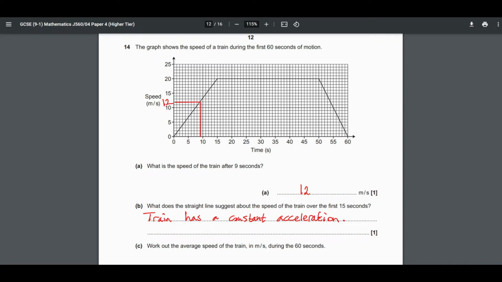Now the final question, it says work out the average speed of the train in meters per second during the first 60 seconds. So this one's a bit involved. It's a 5-mark question, but fairly straightforward. What we first need to do is find the distance. To find a distance, you just have to find the area of this shape.